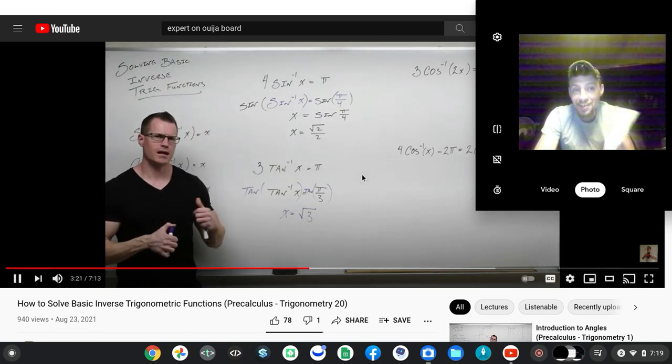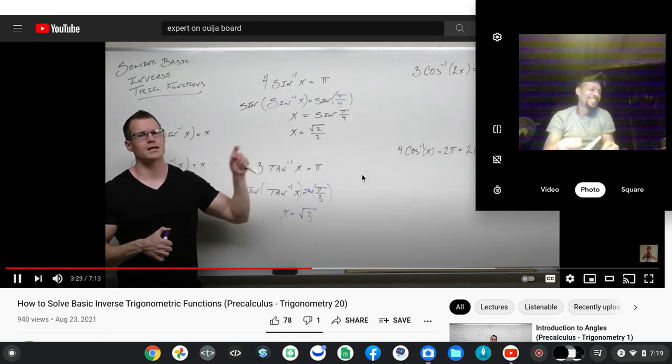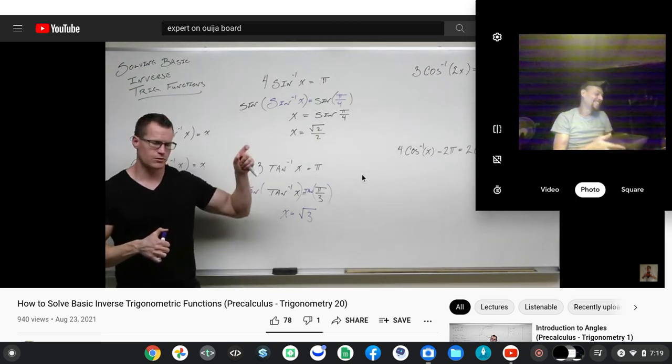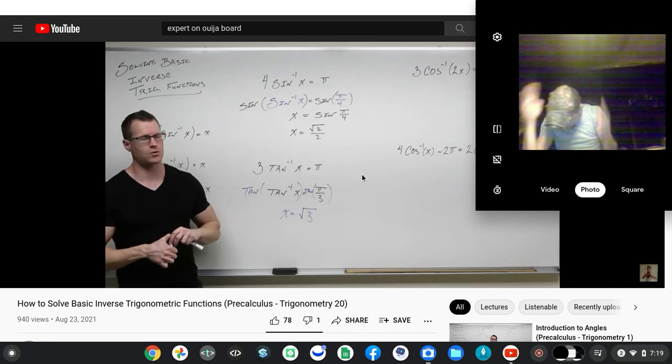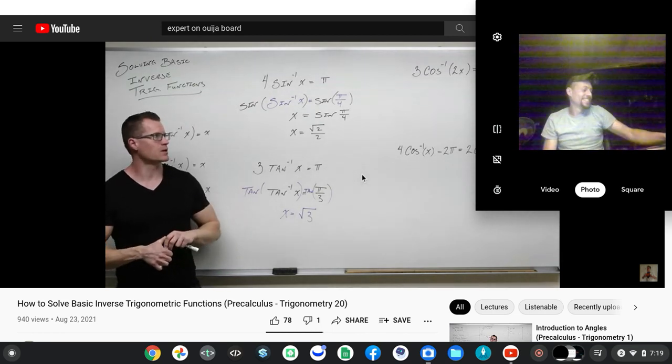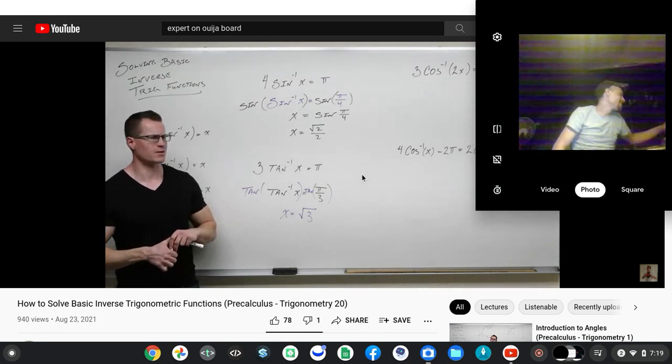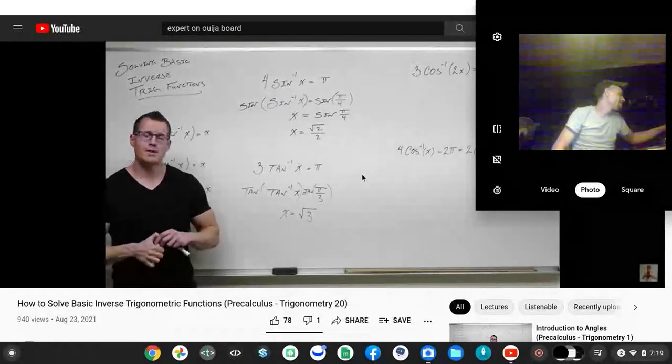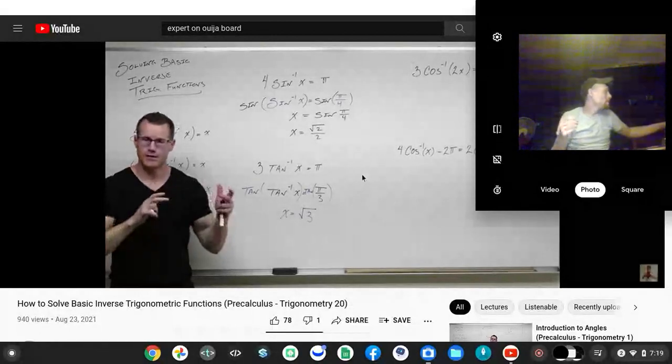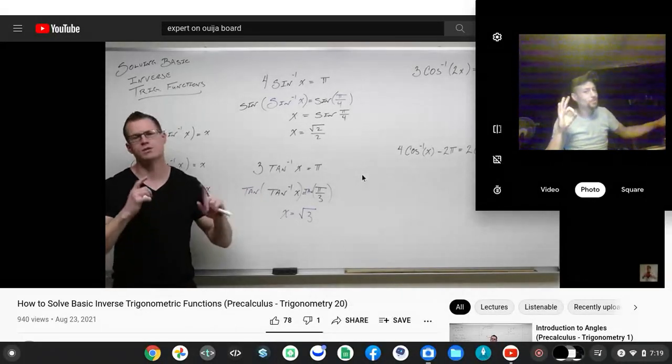So we should know that tan of pi over 3 takes the y coordinate over the x coordinate. Square root of 3 over 2 divided by 1/2 is square root of 3. Let's move on. So 3 cosine inverse of 2x equals 2 pi. It looks a little bit more difficult, but remember the idea. 2 pi is a little circle.